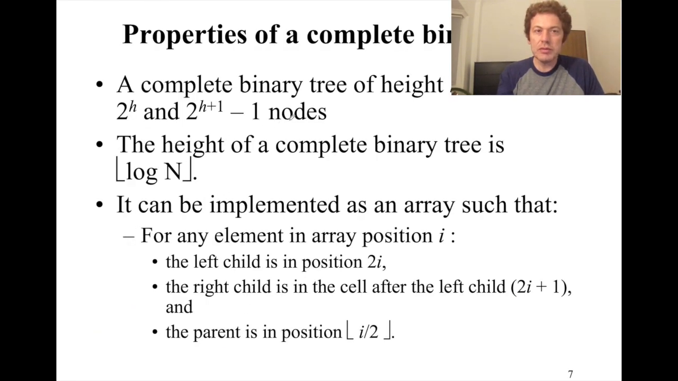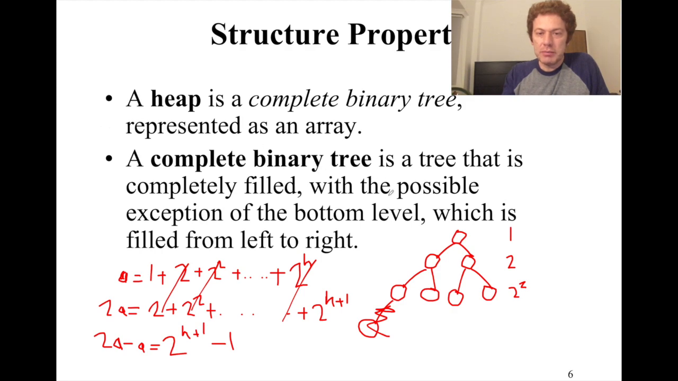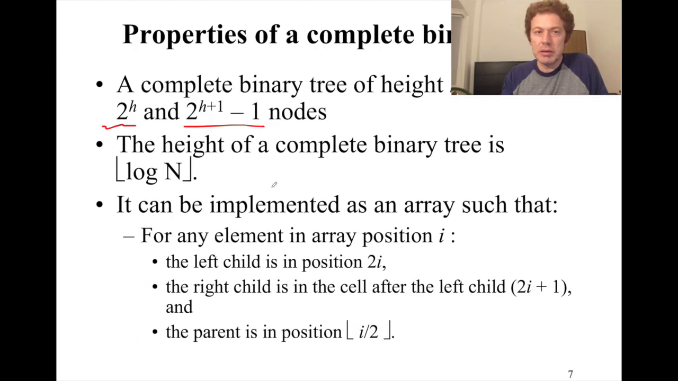So what I proved is a complete binary tree of height h has at most this many nodes, the max number, and at least this many nodes. Why is this okay? Because to make that height possible, only one node in the next level is needed. I don't have to fill all the nodes there, only one node. So I can divide the max number by 2 and get rid of this.